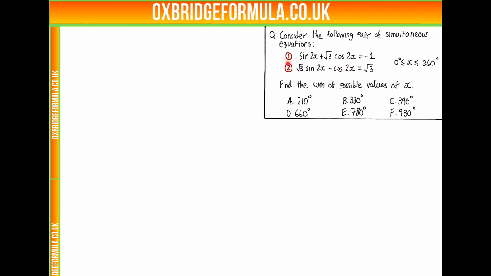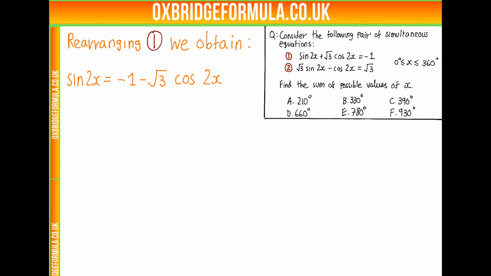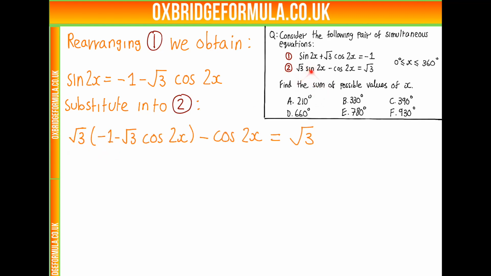So let's label these equations so they're easy to reference. And firstly, we're going to rearrange 1 to get sine 2x on its own, but we could have equally rearranged 2 to get cos 2x on its own. It really doesn't matter. But rearranging 1, we obtain sine 2x is equal to minus 1 minus root 3 cos 2x. And then let's substitute that into 2, as you'd expect to do so. And we obtain root 3 times (minus 1 minus root 3 cos 2x) minus cos 2x is equal to root 3.